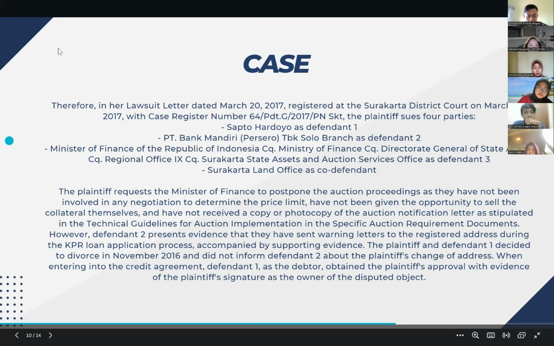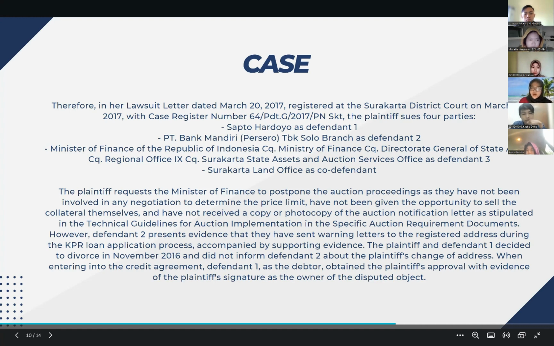Therefore, in her lawsuit letter dated March 20, 2017, registered at the Surakarta District Court on March 20, 2017, with case register number 64, the plaintiff chose four parties. The first is Sabtu Hardoyo as defendant 1, PT Bank Mandiri Persero Tbk Solo Branch as defendant 2, the Minister of Finance of the Republic of Indonesia, Directorate General of State Assets, Regional Office, Surakarta State Assets and Auction Services Office as defendant 3, and the Surakarta Land Office as co-defendant.